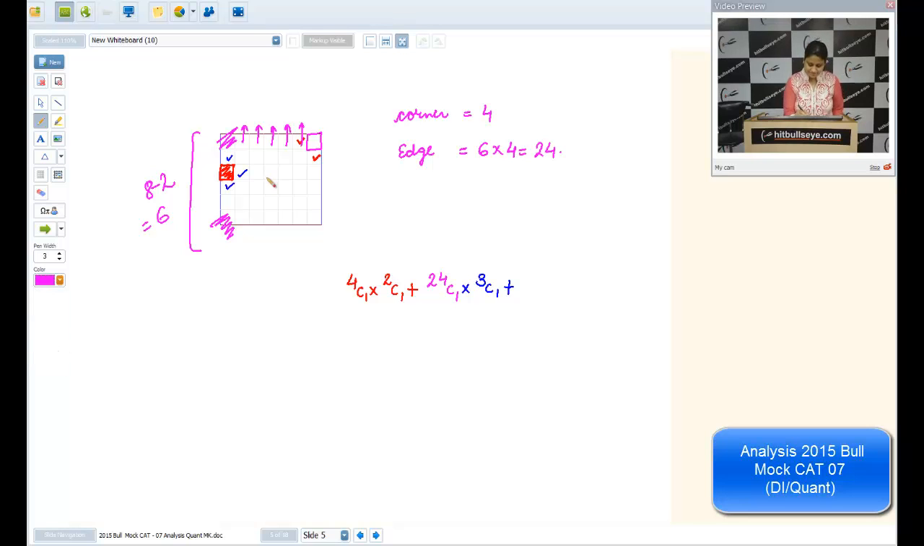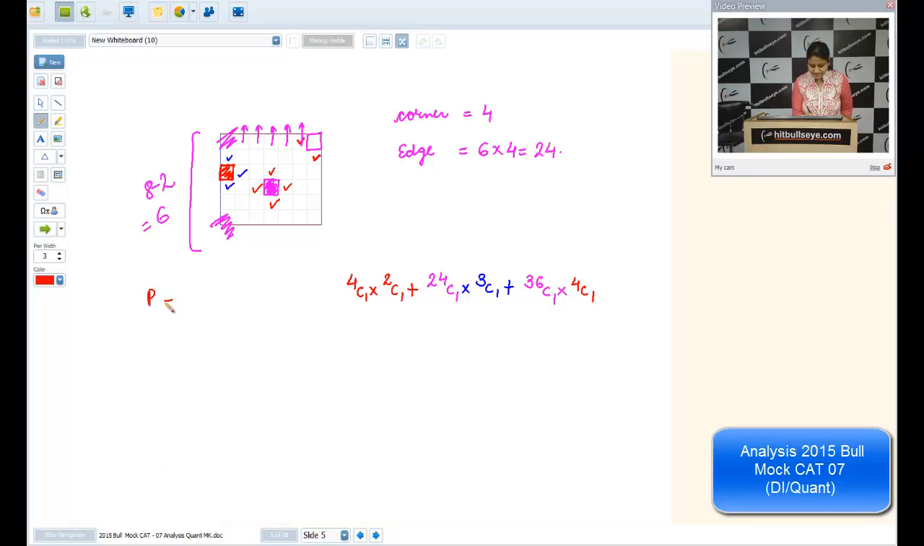Now I am taking the innermost squares. I think you can make out that they are 36. Now if I take this square, which is the innermost square, how many permissible squares are there? They have one side in common. These 4 red ticks, so it will be 4C1.